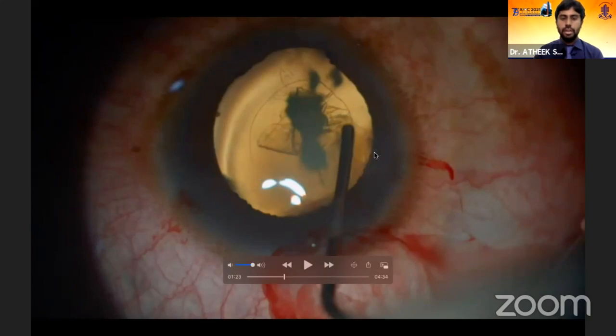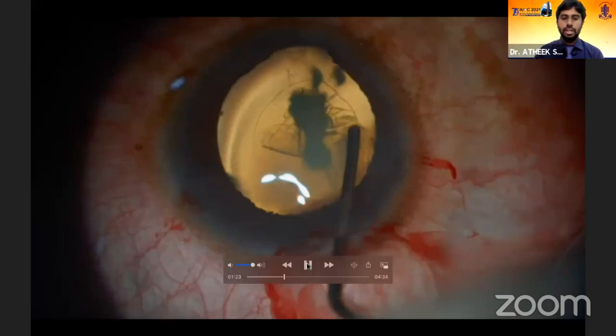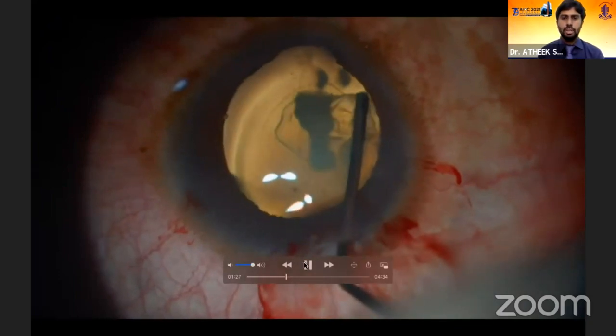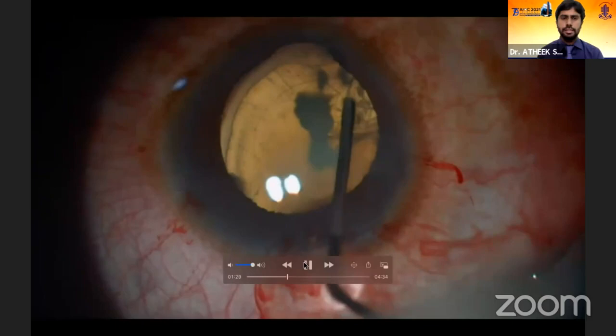If you try to do a hydro in this quadrant, the wave will come here and cause more trauma to the zonules. So you should ensure that the wave also comes in some other quadrant other than the area of zonular defect. Mini hydro is always better. Do it slowly. It can be done in multiple quadrants.